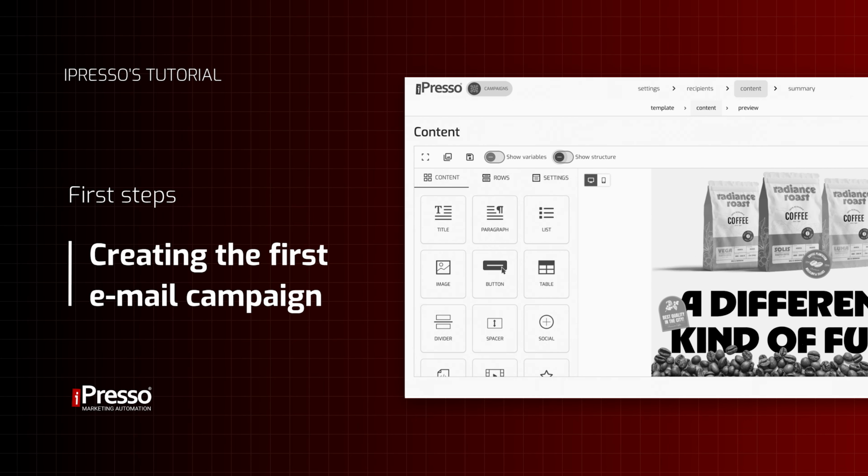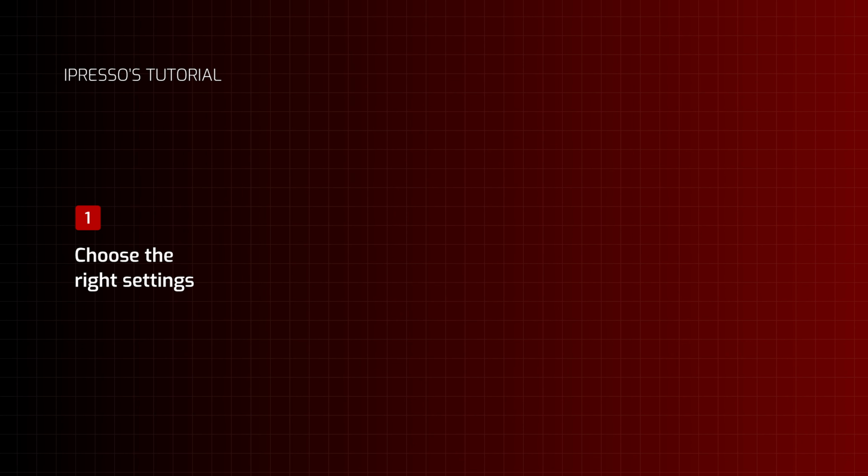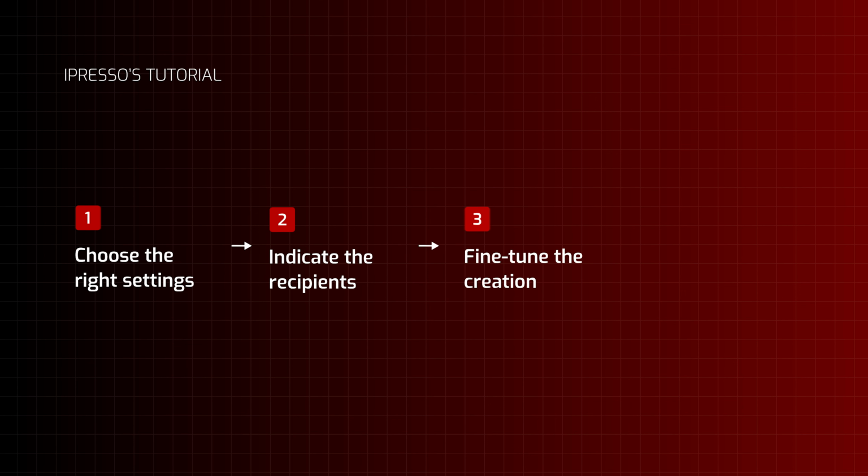You already know how to add new contacts to iPresso. It's time to finally get in touch with them. It's very easy and only requires choosing the right settings, indicating the group of recipients, fine-tuning the creation, and setting the date of sending. Let's start from the beginning.